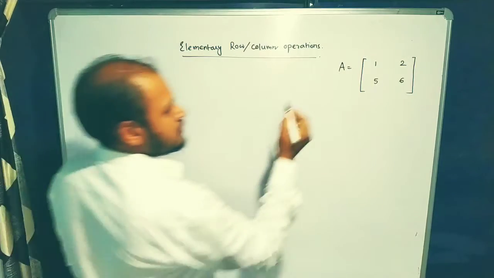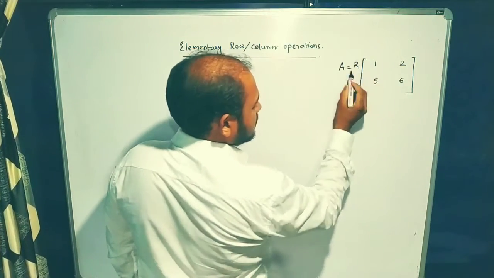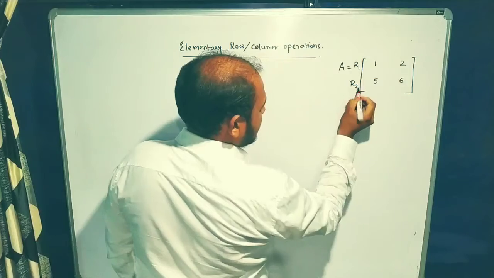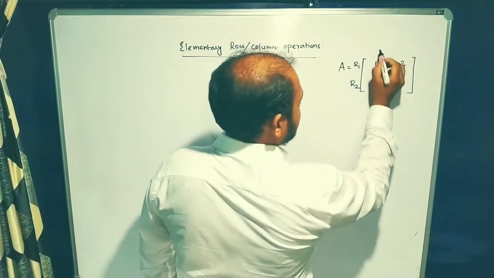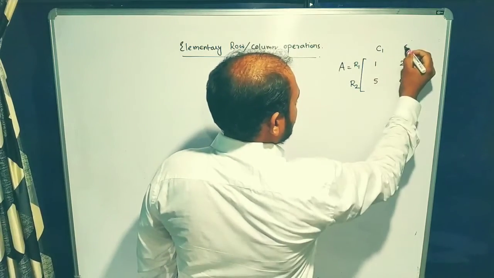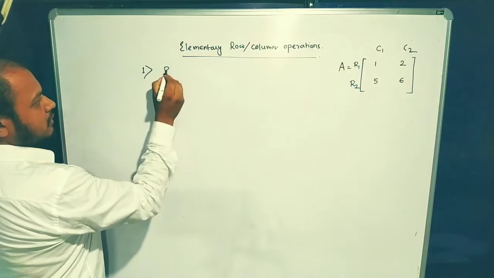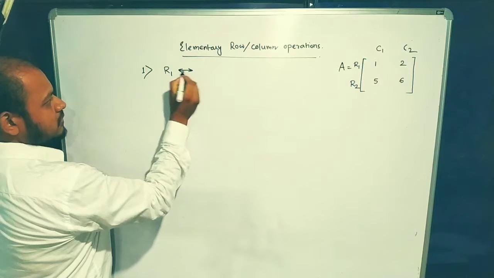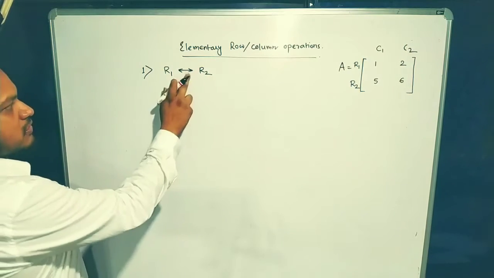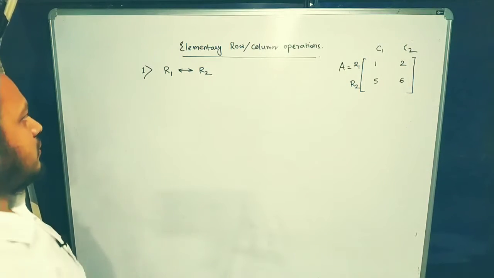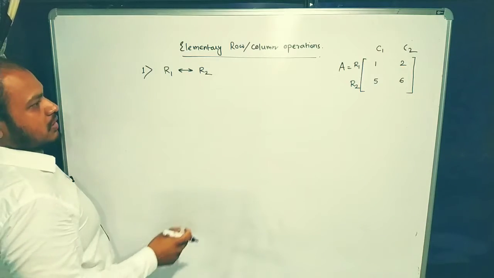So the first task is to identify the first row. This is the first row. This is the second row. And this is the first column. This is the second column. Then do this operation. R1 interchanged with R2. This symbol stands for interchanging operation. So R1 gets interchanged with R2.